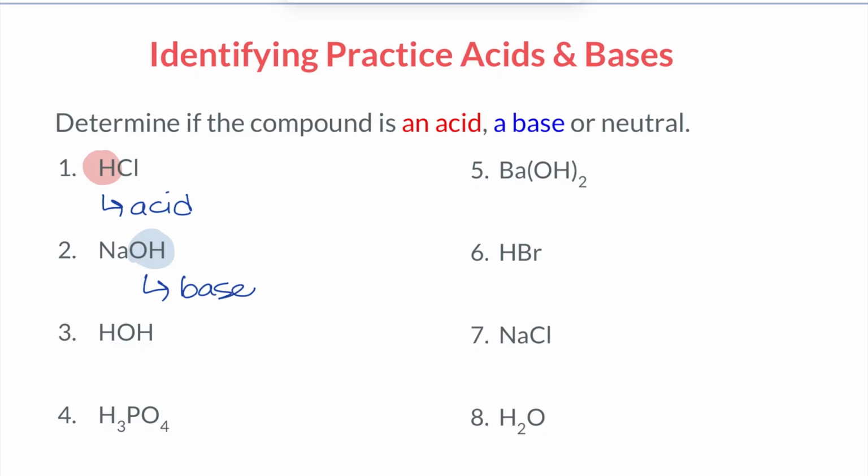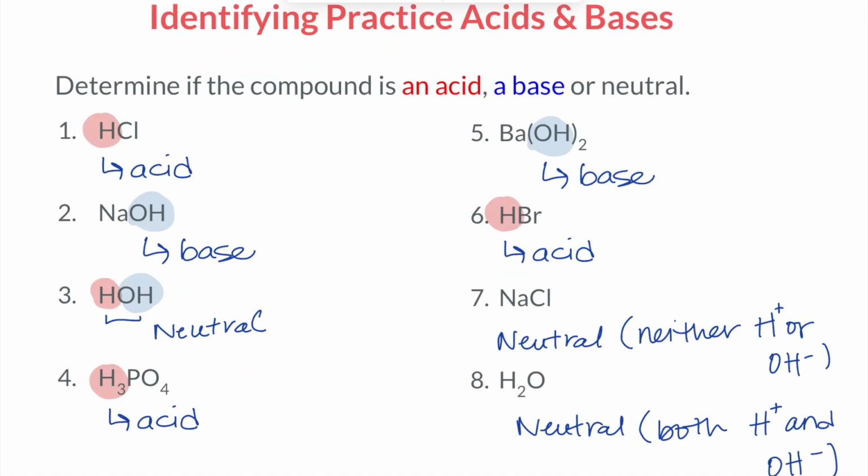HOH. Well, if something is an acid, it has that hydrogen. If something is a base, it has that OH. If we have HOH, which has both, having both means that it is going to be a pH neutral compound. Feel free to pause the video here and try the rest on your own and come back and check.